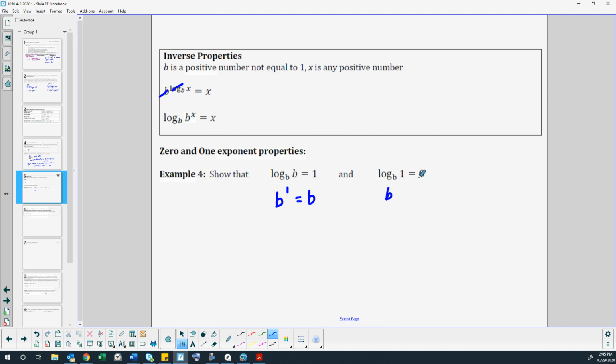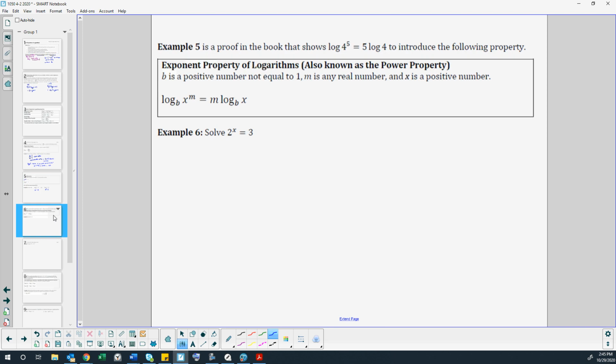The base is b, the exponent is 0, and anything to the 0 power is 1. So the logarithm of 1 is always 0, no matter what the base is. This is also very convenient in getting rid of logarithms when we see this happen. Alright, now we're getting down to these nitty-gritty properties that we need to understand so that we can expand and write logarithms as single logarithms.